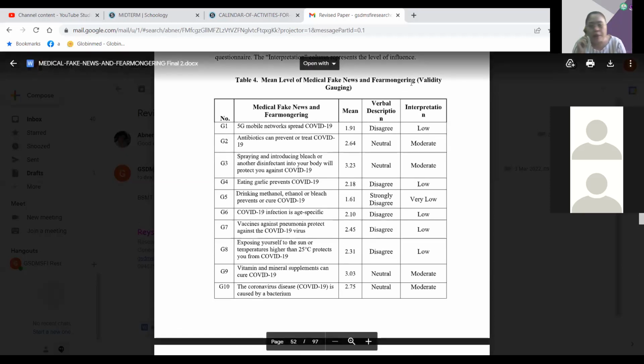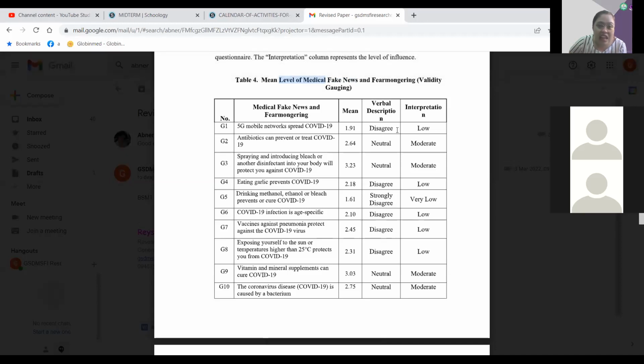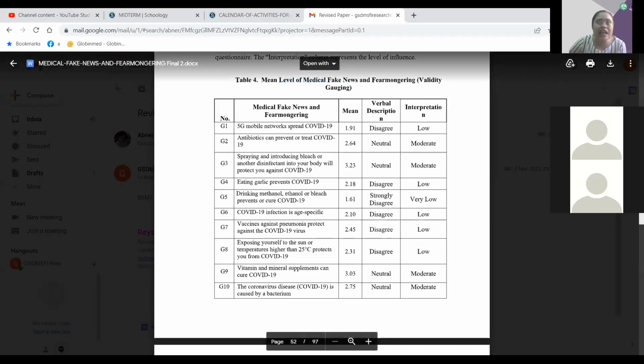Diba? Pag one, that's strongly disagree, then disagree, neutral, and so on. But the interpretation will be different, since we are talking here about the level. So hindi ka pwedeng magsabi na the level is disagree. You really have to make the interval, get the interval first using the formula I gave you a while ago, and come up with the interpretation.